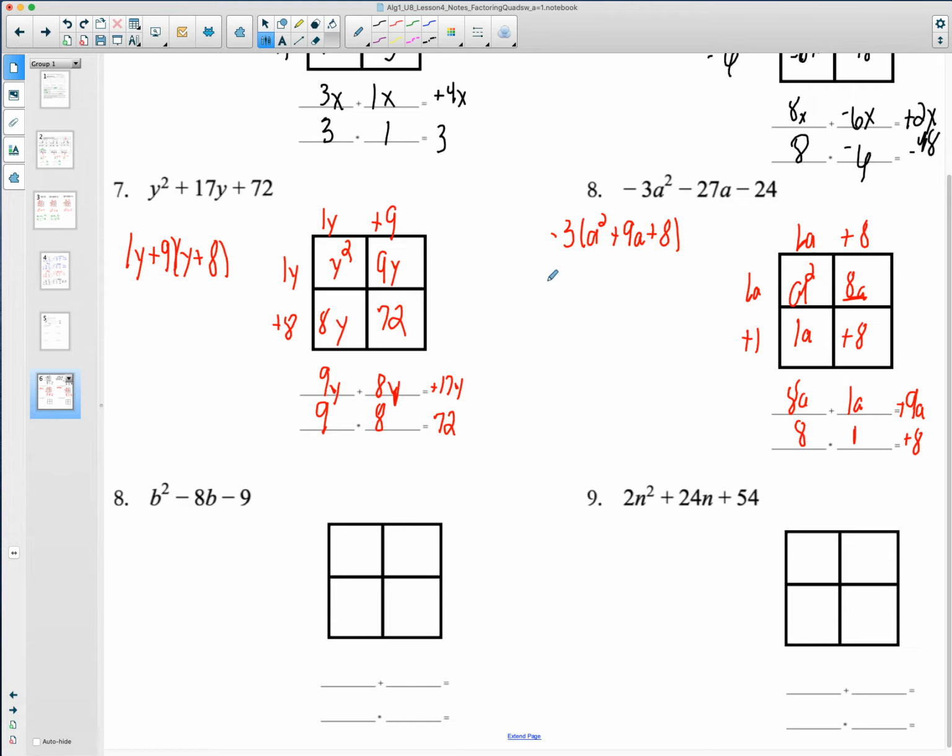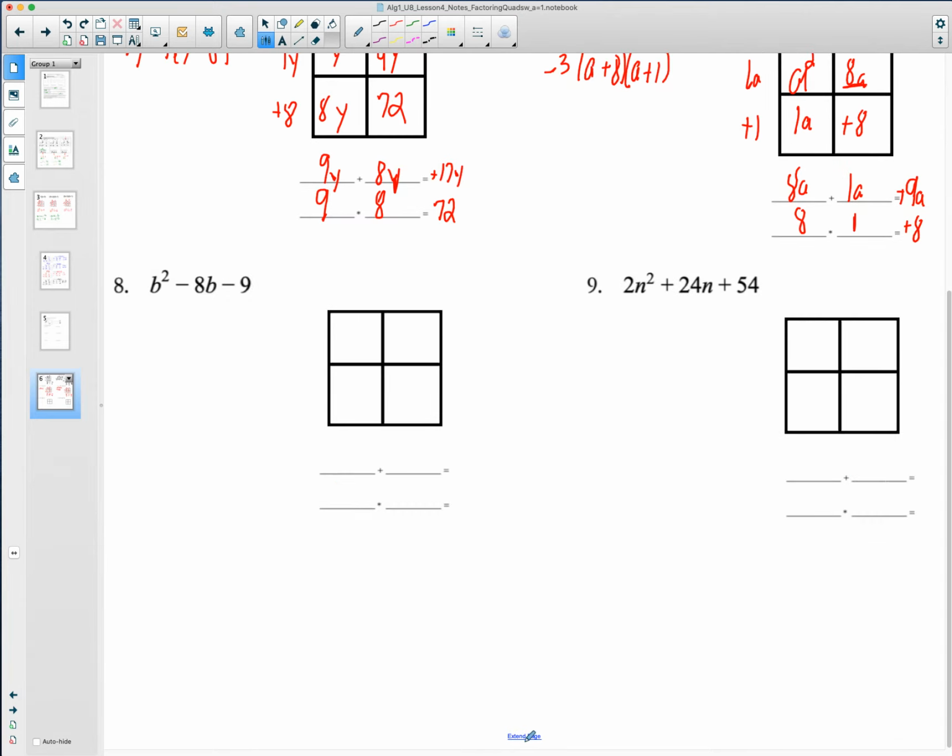All right, so if we write out our factors, once again, we have to make sure we bring that negative 3 down, and then we have a plus 8, and then we have a plus 1. And there's our factored form. All right, so now let's look at the last 2 problems here.